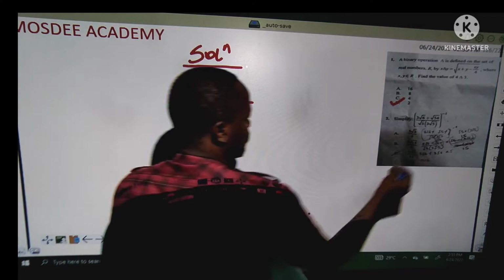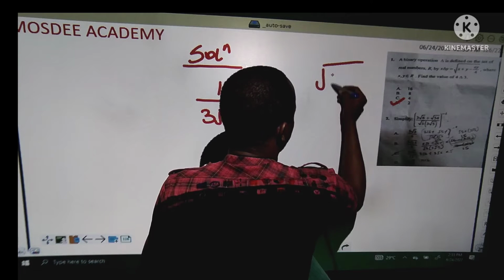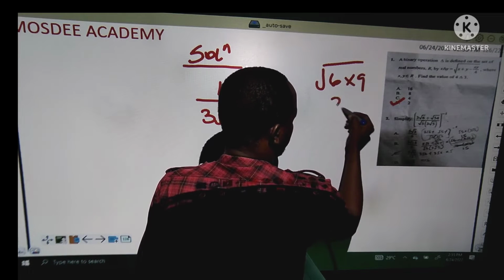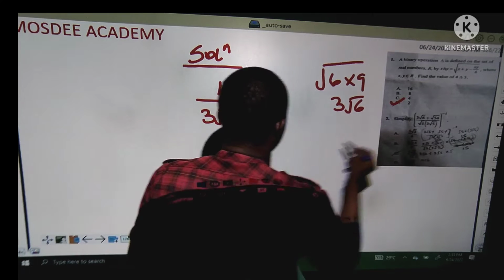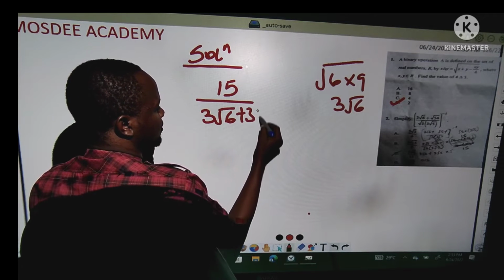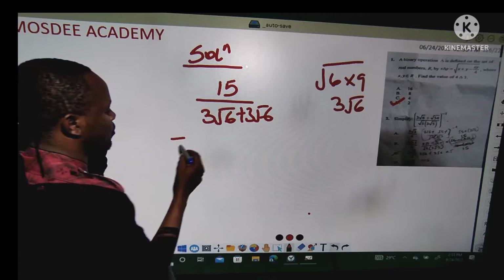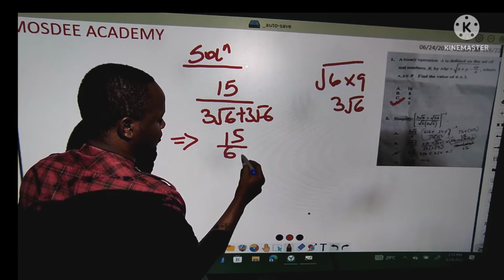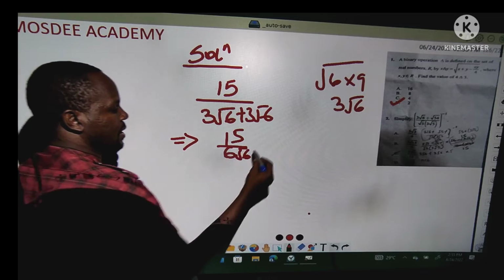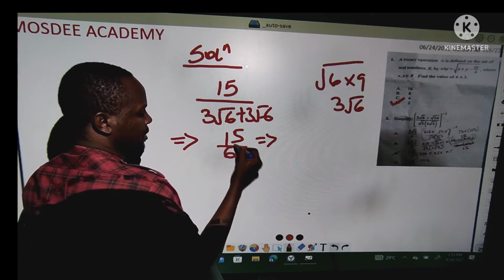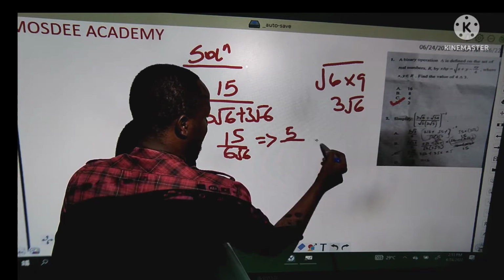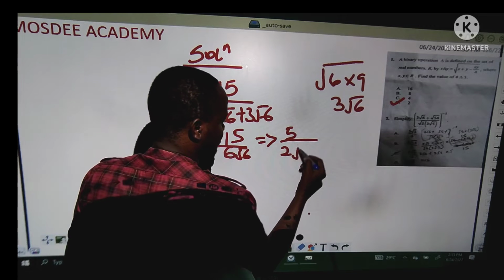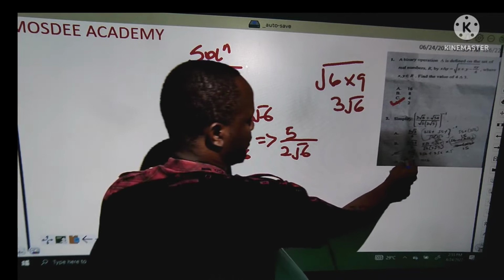You can ask me, root 54 is 6 times 9. 9 is a perfect square. That is 3 root 6. So I have changed this one to plus 3 root 6. So directly I can say the solution would be 15 over 3 plus 3 is 6 root 6. Now you can rationalize, but if you don't want to rationalize, you can say 5 over 2 root 6. You have to rationalize because none of the options is like this.